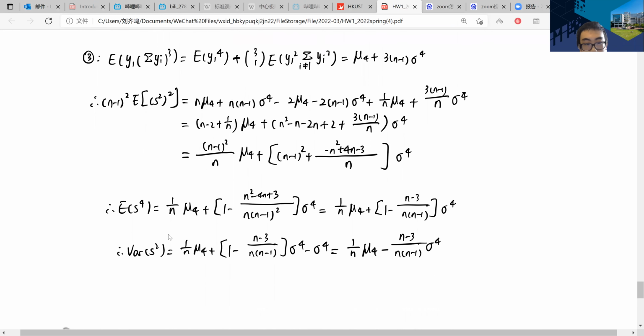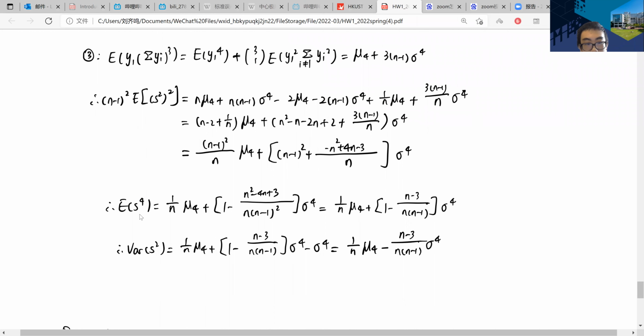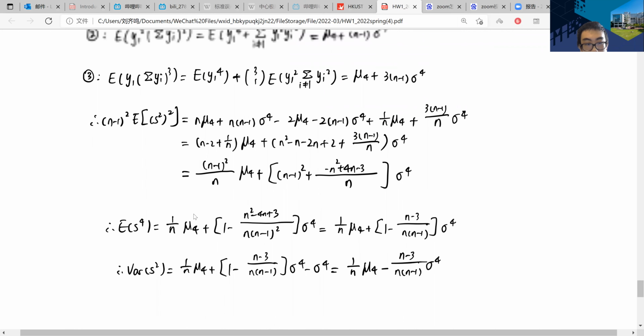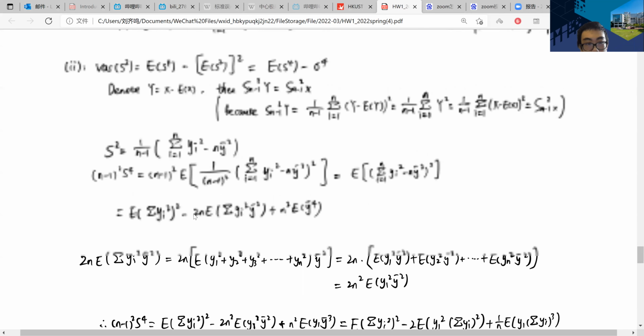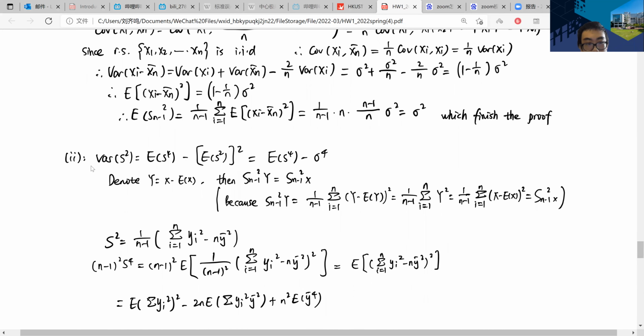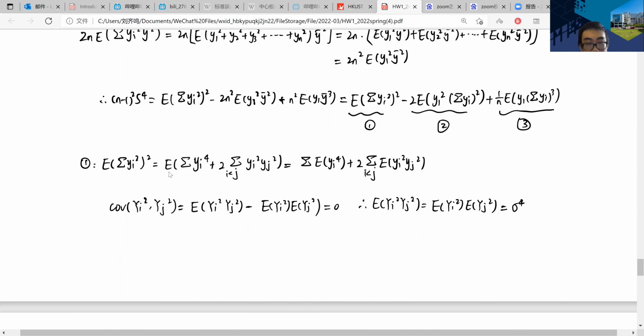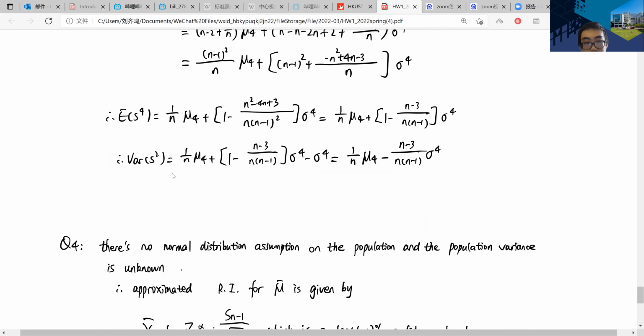Then I substitute the expectation of x to the power of 4 back into the original expression, and I got the variance of the sample variance. Which finishes the proof.